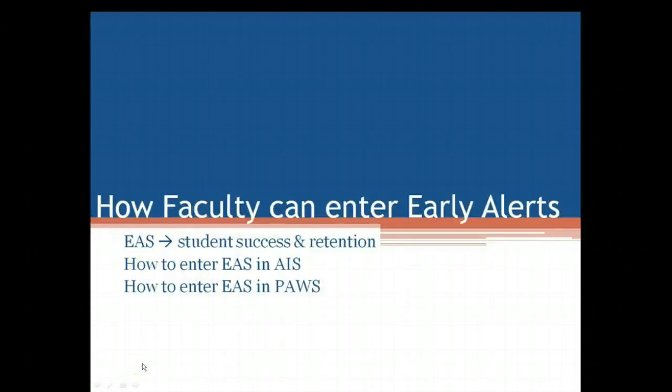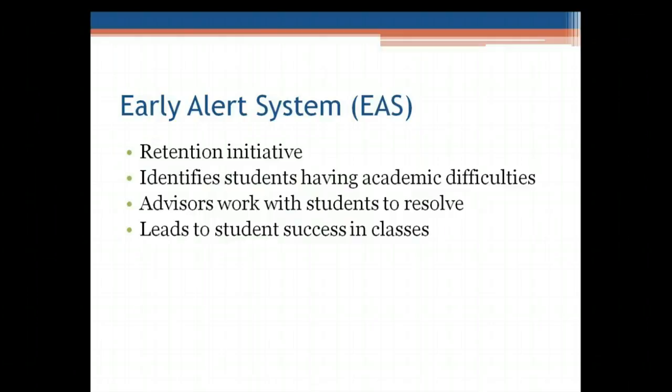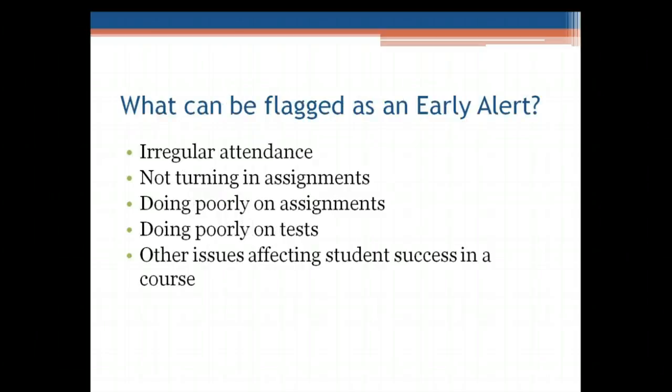Early Alert System is a retention initiative intended to identify early in the semester students who are having academic difficulties so an advisor or departmental representative can initiate contact and work with the student to assist the student to be successful in the class. For Early Alert to be an effective tool, we need the faculty to enter referrals for students not attending class regularly, not turning in assignments or turning in substandard assignments, doing poorly on tests, or other issues that negatively affect the student's performance in class.